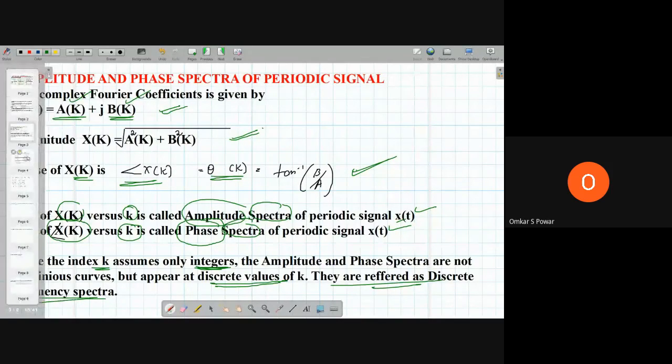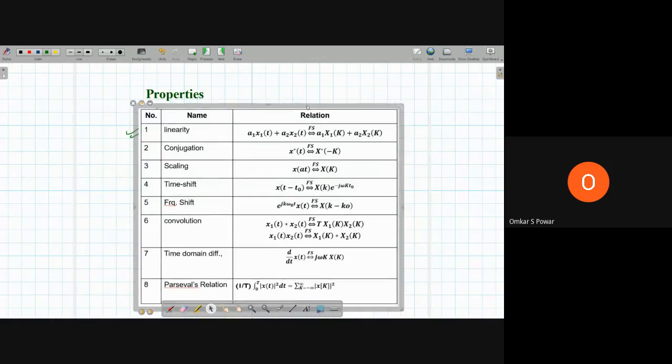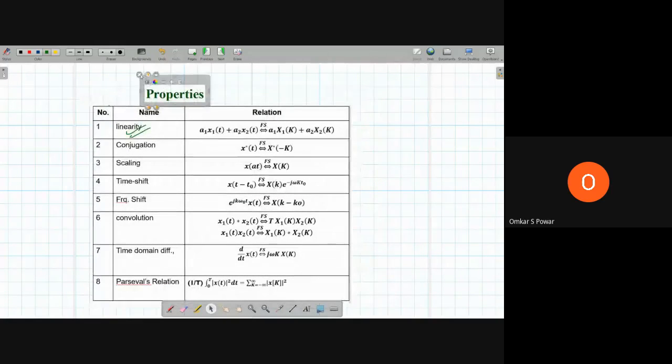Now we will see the properties of Fourier series. In your syllabus it is not mentioned, but to be on the safer side, let me explain what these properties are, because you will be applying these things in control systems or digital signal processing, and at that time you should not say sir did not teach you. So first one is linearity. One minute, let me make it bigger so that you can see it properly.